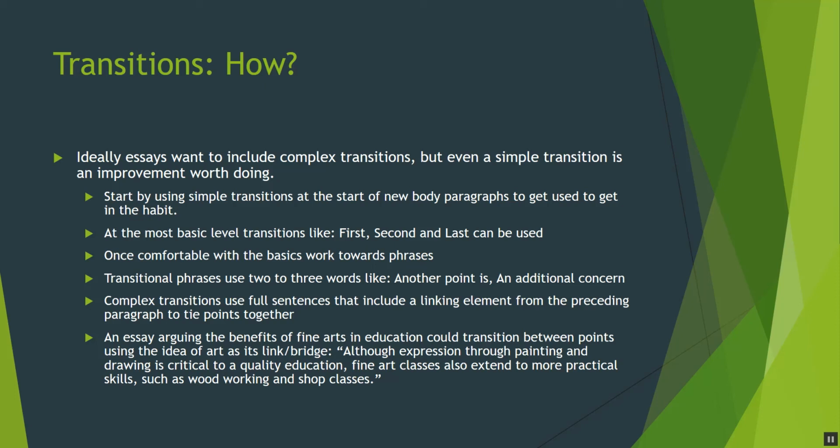Imagine you are writing an essay on the benefits of fine arts and education. You have a paragraph talking about traditional fine art classes such as painting, drawing, things like that, and then moving into woodworking and shop classes. What you can do in a complex transition is use the thesis as the linking element. Here's how that would read.